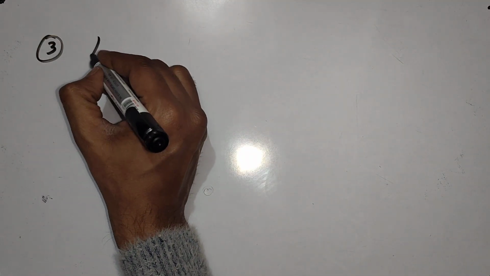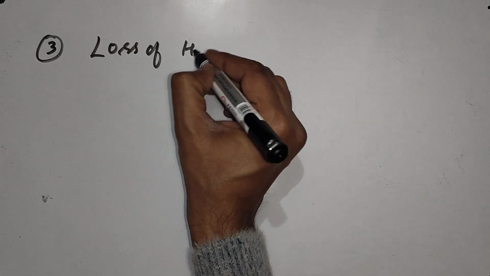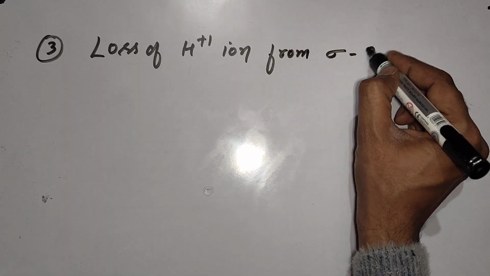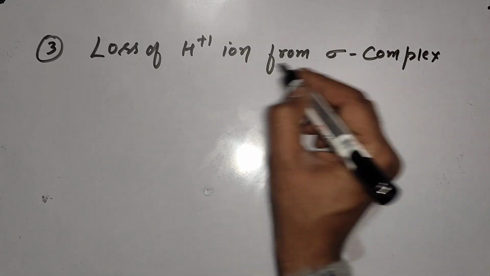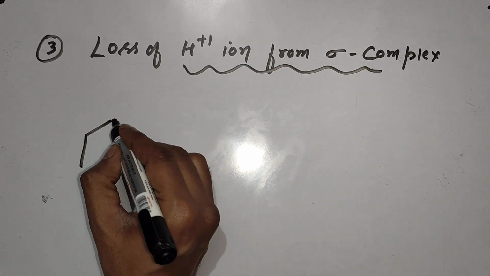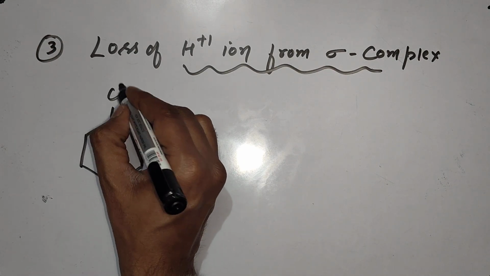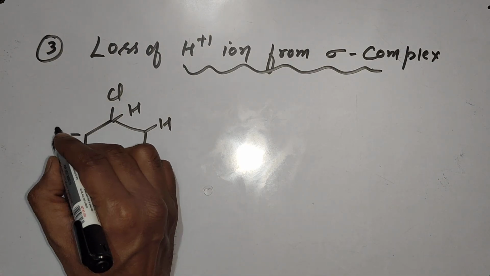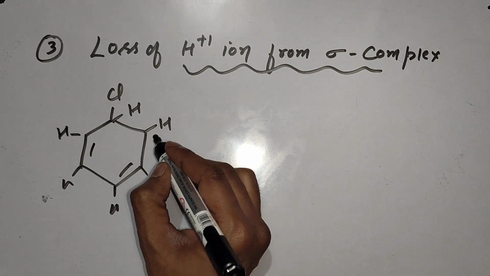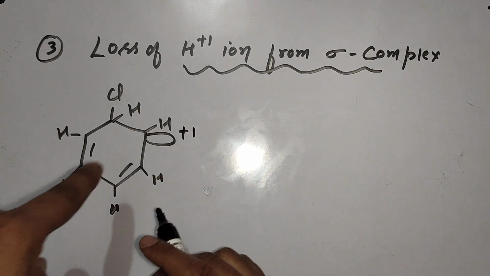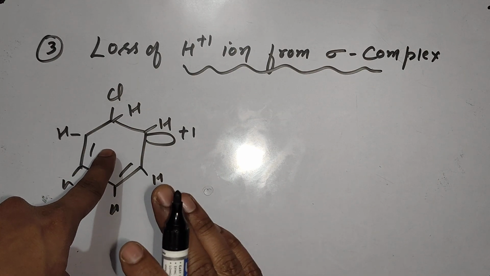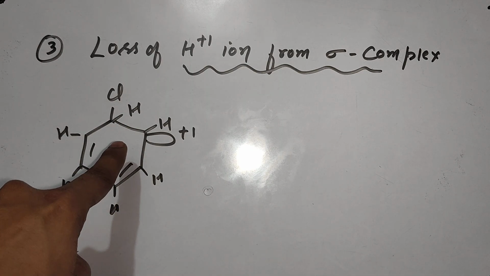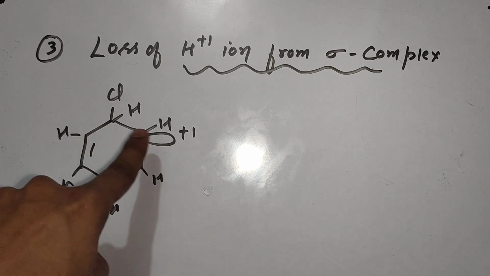third step is loss of H positive ion from the sigma complex. As we can see, the sigma complex which we have made is unstable because the aromatic character of the benzene ring is finished. Aromatic character means 6 pi electrons are not there now. So loss of aromatic character destabilizes this molecule.